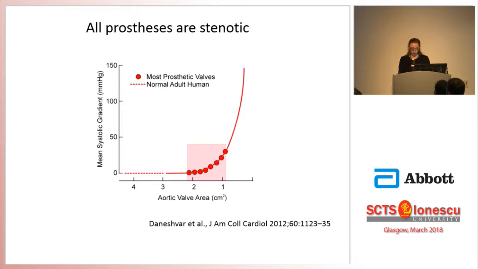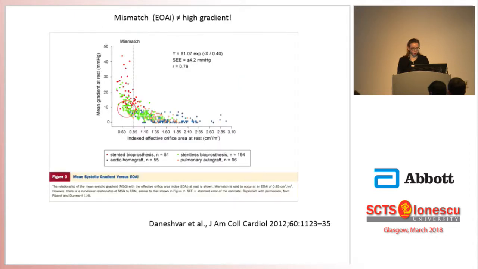Here you have the relationship between mean systolic gradient and aortic valve area. The mean systolic gradient remains constant until the aortic valve area is decreased by 50%, and then it increases gradually until 65%, and afterwards it increases markedly. Here is another representation, the curvilinear relationship between mean gradient at rest and indexed effective orifice area at rest.